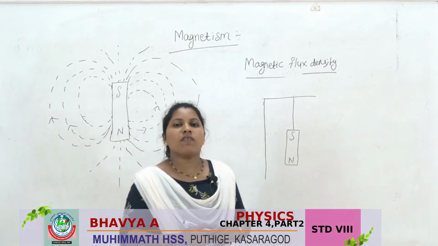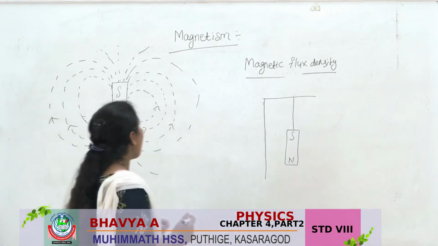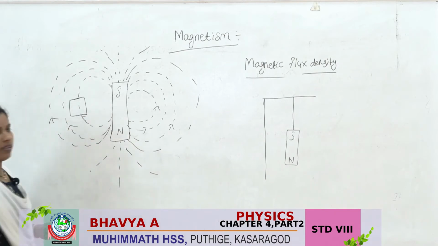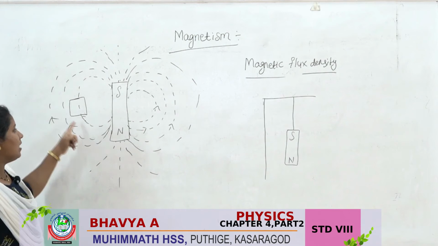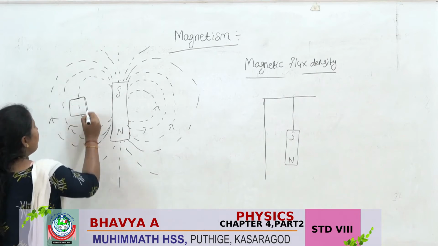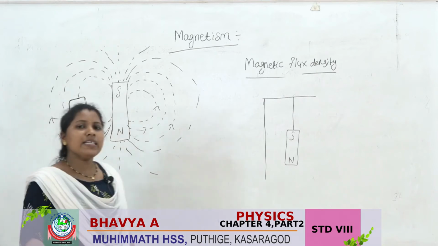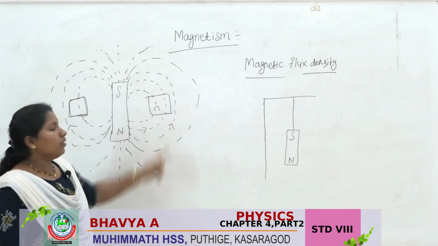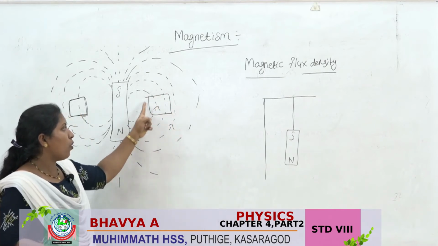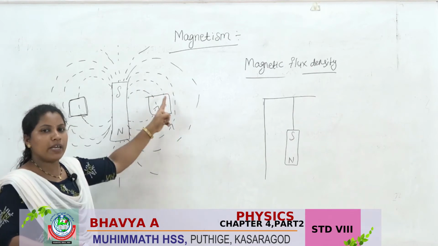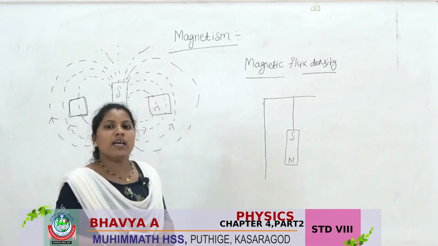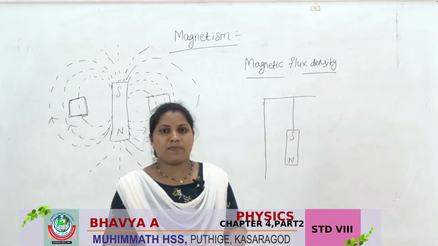So what is magnetic flux density? The number of magnetic field lines passing normally through a unit area is called magnetic flux density. In a particular area, how many magnetic field lines are passing? That is called magnetic flux density.